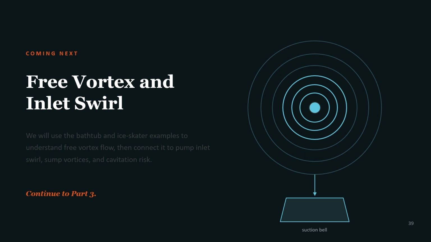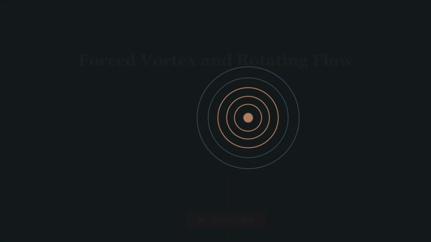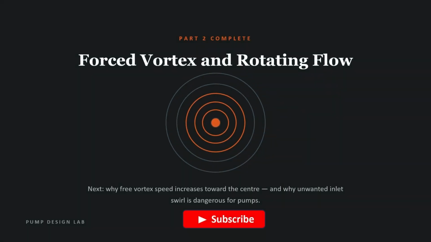End card. Part 2 complete. That is the end of Part 2, forced vortex and rotating flow. In Part 3, we will learn why free vortex speed increases toward the center and why inlet swirl can affect head, efficiency, vibration, and cavitation risk.